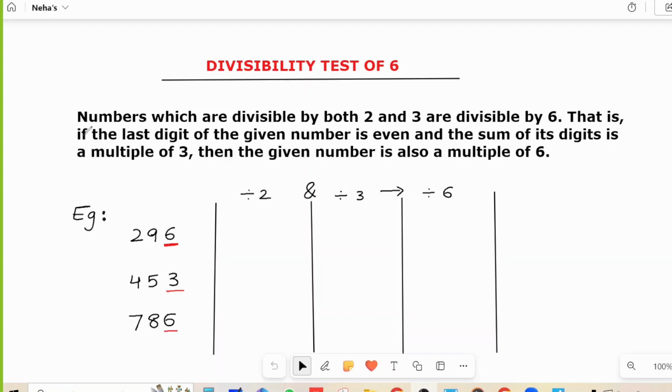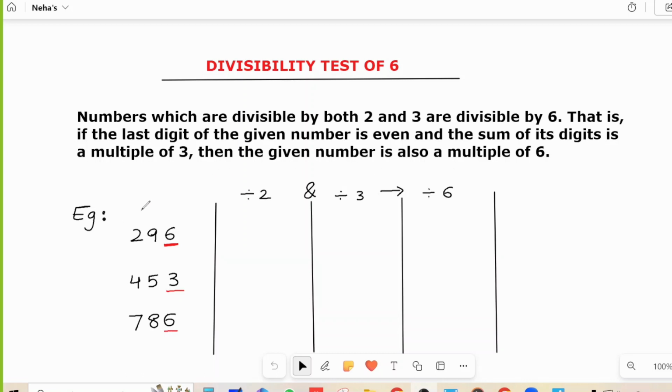That is, if the last digit of the given number is even and the sum of its digits is a multiple of 3, then the given number is also a multiple of 6. If you do not know the divisibility test of numbers 2 and 3, the link is getting displayed on the screen currently. Now let us understand this with the help of a few examples.